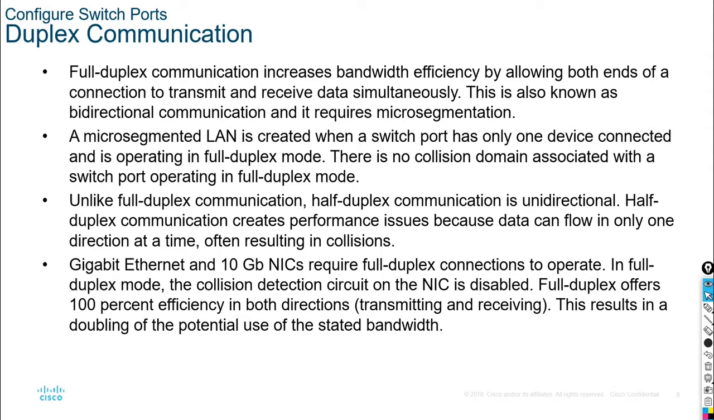Unlike full duplex communication, half duplex communication is unidirectional. That means performance issues, because data can flow in only one direction at a time, often resulting in collisions also. Similarly, Gigabit Ethernet and 10 Gb NICs require full duplex connections to operate here. In full duplex mode, the collision detection circuit on the NIC is disabled. Full duplex offers 100% efficiency in both directions here. This results in a doubling of the potential use of the stated bandwidth here.